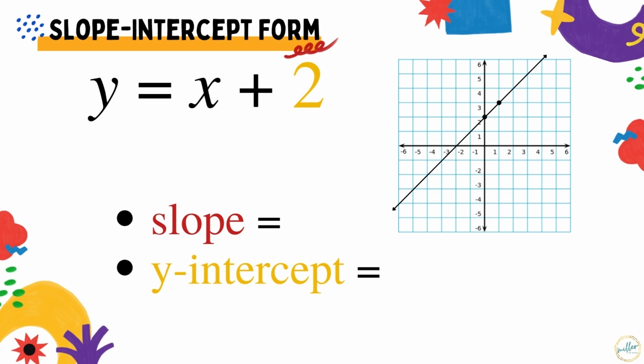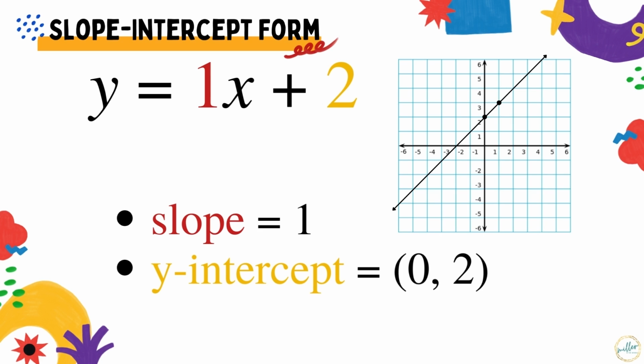Next, let's try y equals x plus 2. This one might look like it doesn't have a slope because it doesn't have a number before the x. But whenever there's just an x by itself, remember that the number in front is actually a 1. So the slope in this case is 1. And then because it says plus 2, the y-intercept is 2, or the point (0, 2).